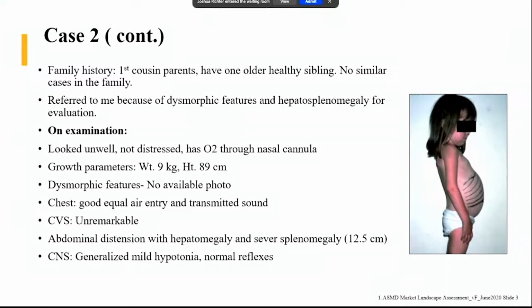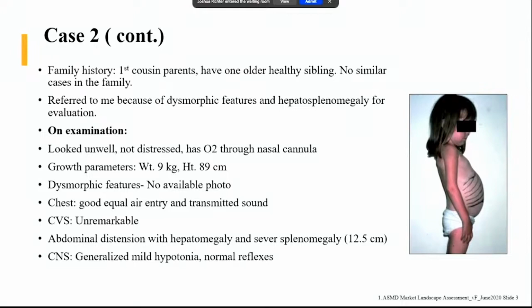I couldn't bring her photo because the parents did not agree, so I brought a similar case from online. And you can see the abdomen, how it is distended. She looks exactly like this photo. The chest was okay, but there was transmitted sound. Cardiovascular system was unremarkable, and the abdomen was so distended with hepatosplenomegaly and severe splenomegaly.